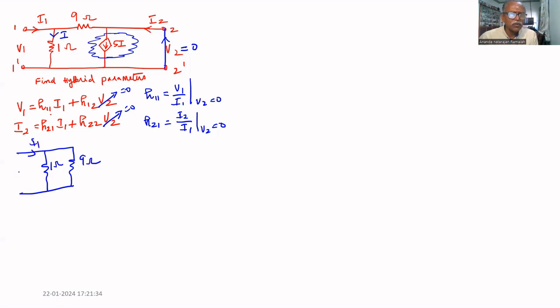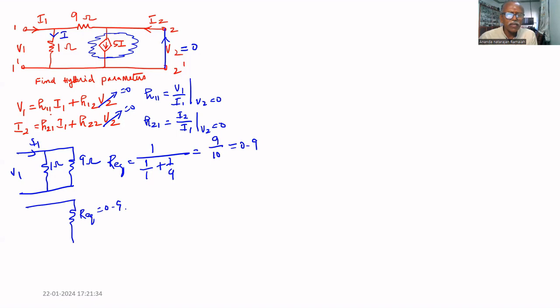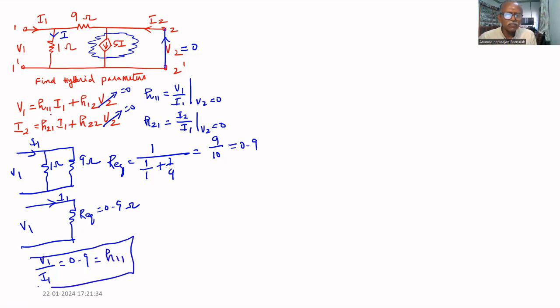Current through this is I1 and voltage applied is V1. Therefore, R equivalent equal to 1 by 1 plus 1 by 9, that is equal to 9 divided by 10, that is equal to 0.9. Therefore, we can redraw the circuit with R equivalent equal to 0.9 ohm, and the current through this is I1 and the voltage applied is V1. Therefore, V1 divided by I1 equal to 0.9, that is equal to H11. We got the first parameter.